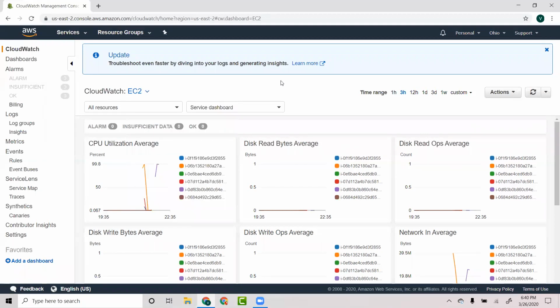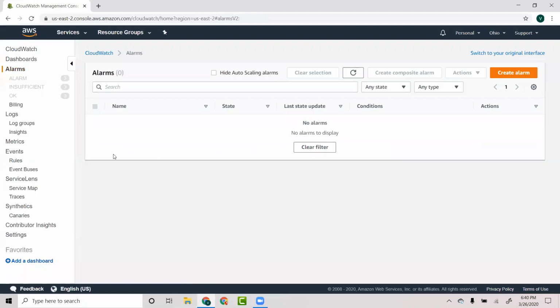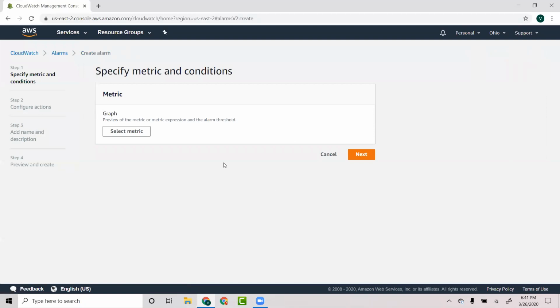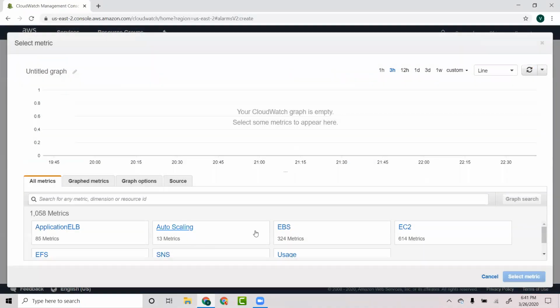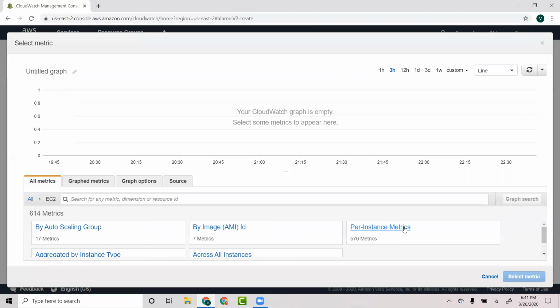So this is about CloudWatch. And also, you can create alarms here. See here, alarms. Currently, I don't have any alarms. Let me go ahead and create an alarm here, and then select metric. Do you want to create an alarm for application load balancer, auto scaling, Elastic Block Store, or EC2? Let me go ahead and do EC2.